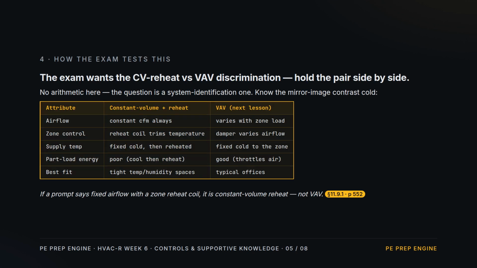How the exam tests this. There's no arithmetic. It's a system identification question. What they want is the discrimination against VAV, so hold the pair side by side. Constant volume reheat keeps airflow fixed and trims each zone with a reheat coil. VAV keeps the supply cold and varies the airflow with a damper. Constant volume reheat has poor part load energy because it cools then reheats. VAV is good at part load because it just throttles the air. Constant volume reheat suits tight temperature and humidity spaces. VAV suits typical offices. If a prompt gives you fixed airflow plus a zone reheat coil, that's constant volume reheat.